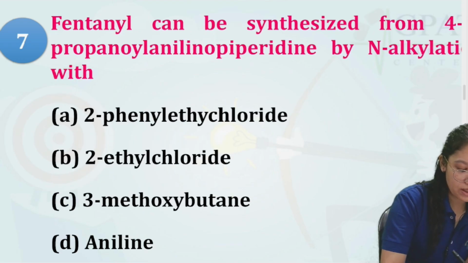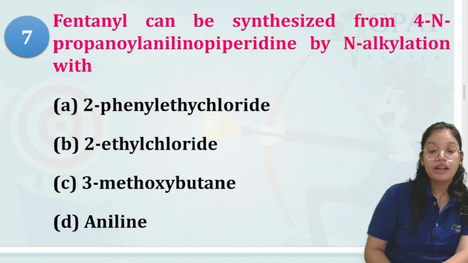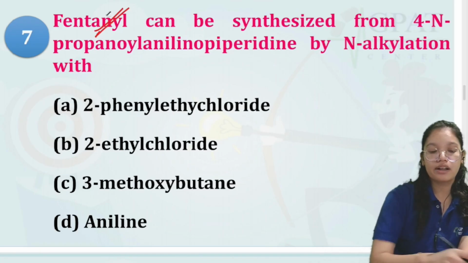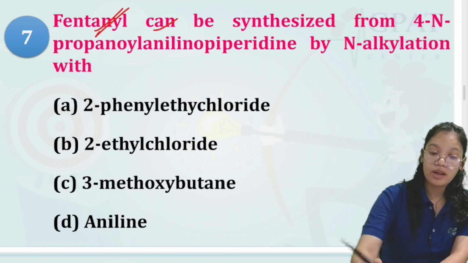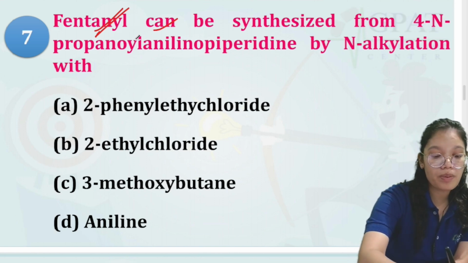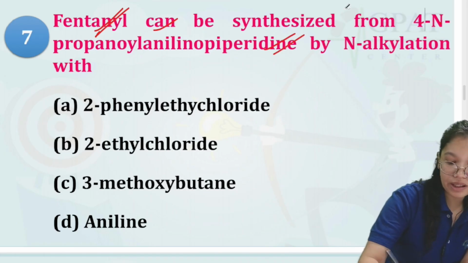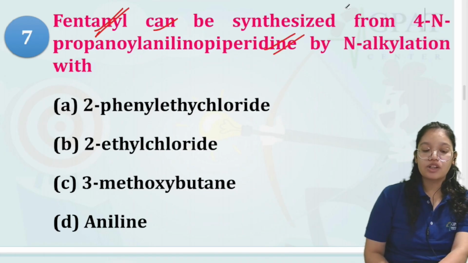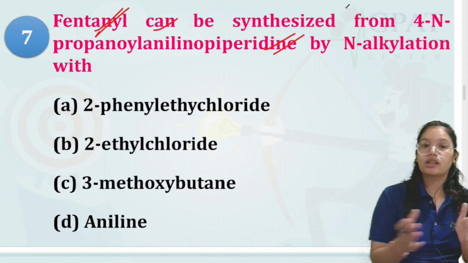Now the next question we have is on fentanyl. The fentanyl drug they are asking about can be synthesized from 4-N-propanoyl-piperidine by N-alkylation with. So basically the question is from the synthesis of fentanyl again.